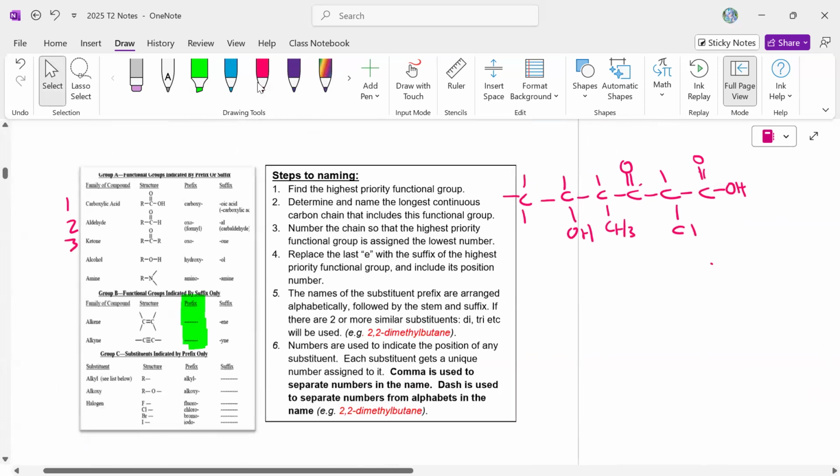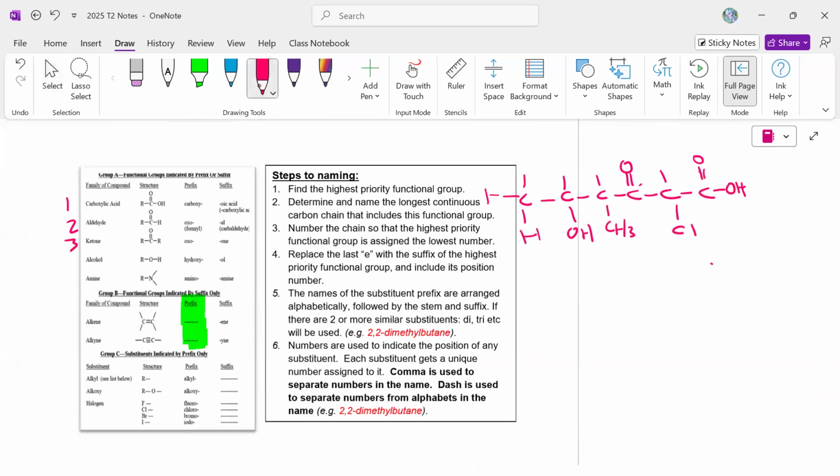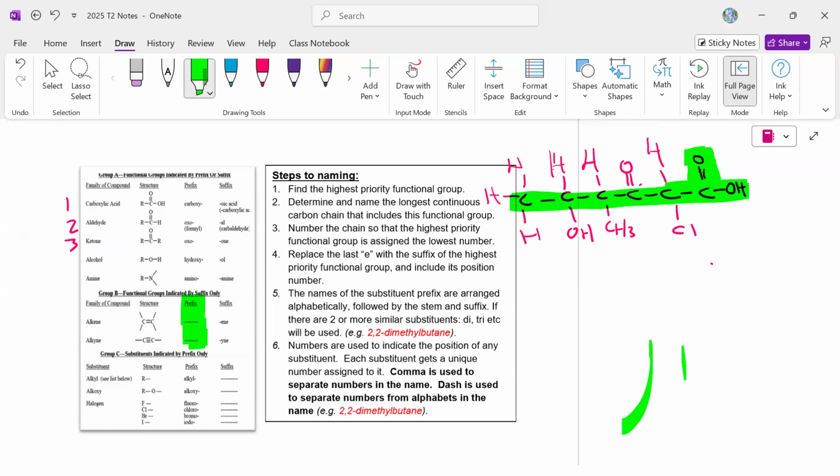Okay, so longest continuous chain with the functional group. So longest is this. I have so many functional groups. I have an OH, I have an oxo, I have a chloro, I have a carboxyl. So I choose the carboxyl because it's the highest priority. So I take this as my trunk of the tree, remember? Okay, so I will call this 1, 2, 3, 4, 5, 6, a 6 continuous carbon chain.